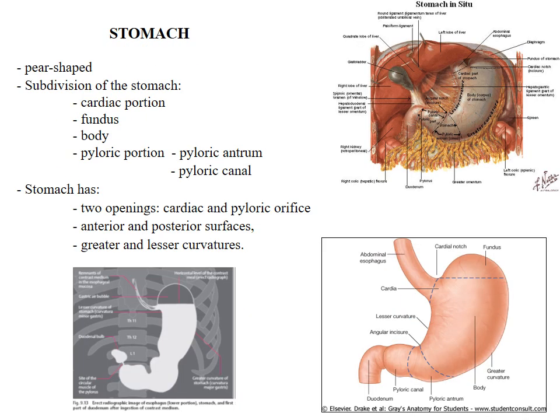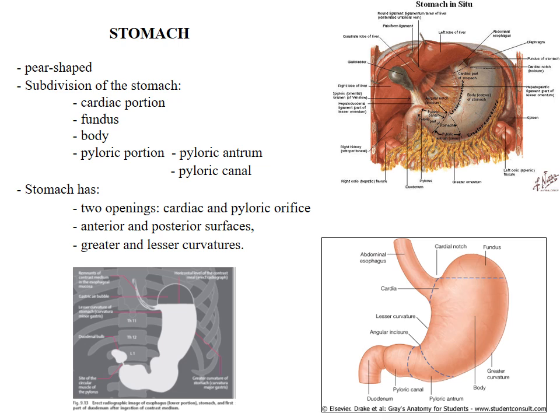The stomach is pear-shaped, and it is subdivided into the cardiac portion, then fundus, body, and pyloric portion. Also, the stomach has two orifices, two openings, cardiac orifice and pyloric orifice, and then two surfaces, anterior and posterior surface, and two margins or curvatures. This is the right margin, the lesser curvature, and the left margin, the greater curvature.